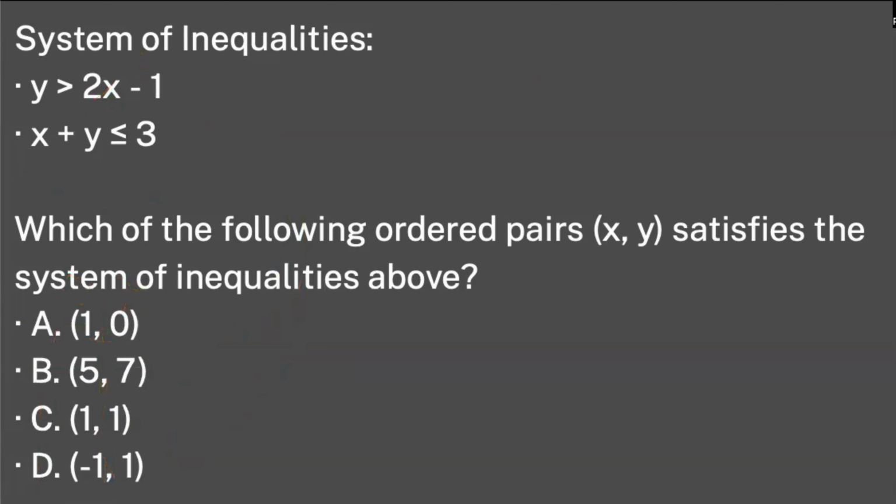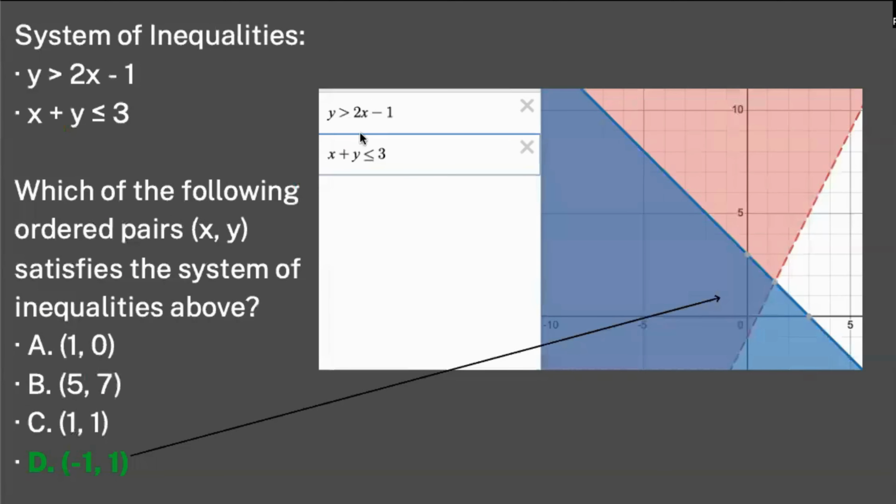There's also a quicker way to solve this problem using a graphing calculator or Desmos, and that's by plugging the equations directly into Desmos. So in here, I plugged in the first equation, y is greater than 2x minus 1, and then x plus y is greater than or equal to 3. When I go ahead and graph, you can see that if I look at 1, comma 0, that point is not shaded in both graphs, so that is incorrect. Same thing with 1, comma 1, that's on the dotted line and not in the shaded region, so that's invalid.